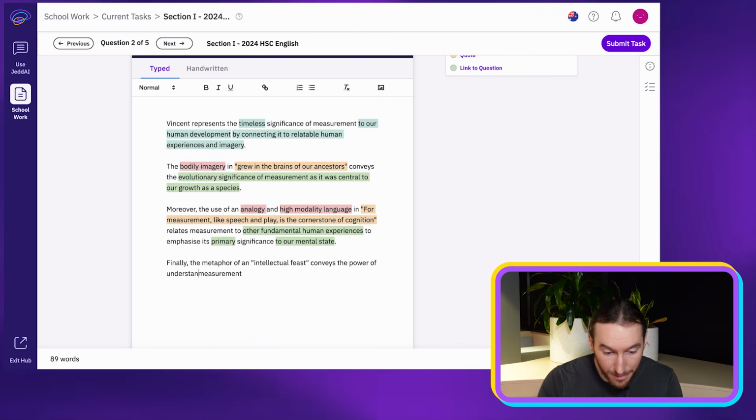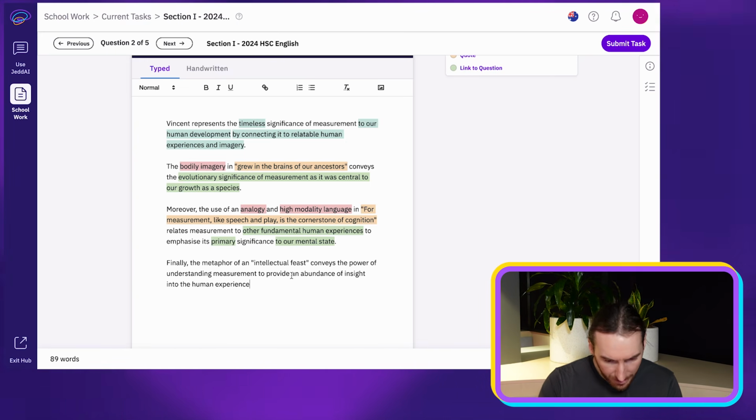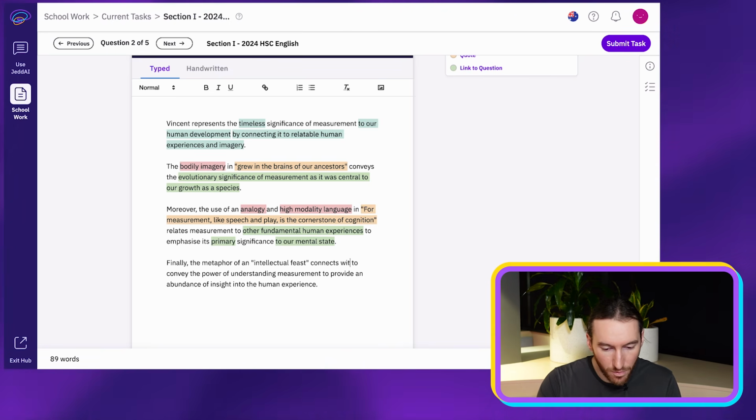It's the power of measurement, or understanding measurement here, conveys the power of understanding measurement to provide an abundance of, now I don't want to say intellectual, what about insight into the human condition? Because it's an intellectual feast. There's so much to understand, right? So let's use the word insight in connection with intellectual. Conveys the power of understanding measurement to provide an abundance of insight into the human experience. And if we want to really get that, how does it connect to the human experience? We'll say the metaphor of an intellectual feast, let's say, connects with our human need for food.